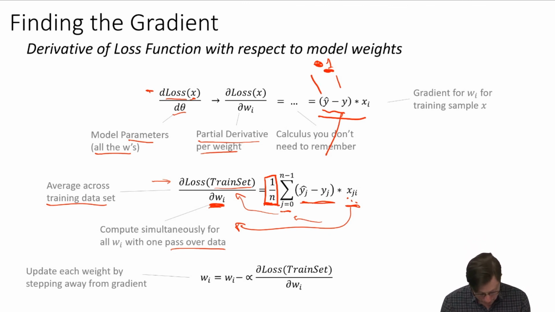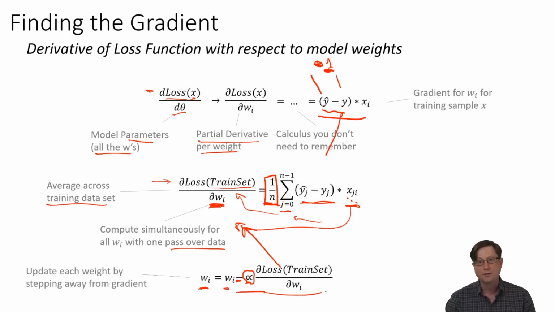And so that would be negative alpha, which is a parameter, the size of the step you want to take, times the gradient that you found. And so weight i after one step of gradient descent equals weight i before the step of gradient descent minus the step size times the direction of the gradient.